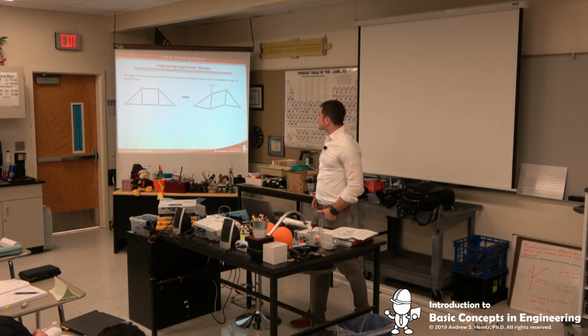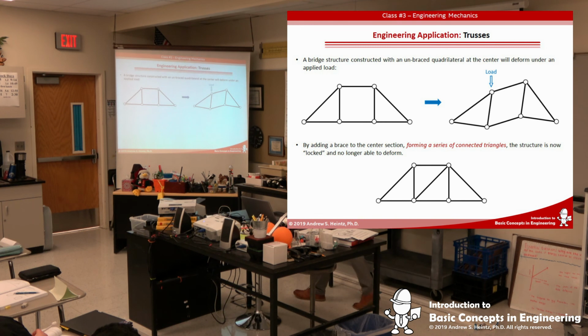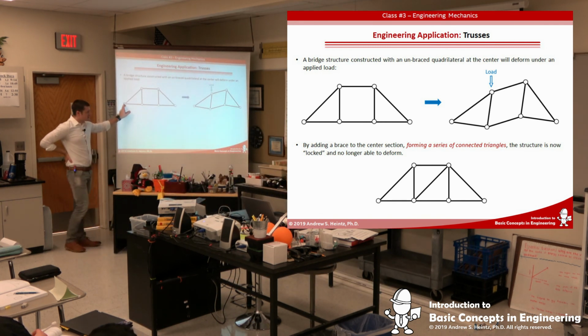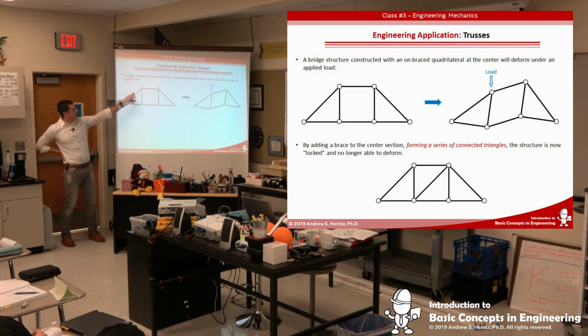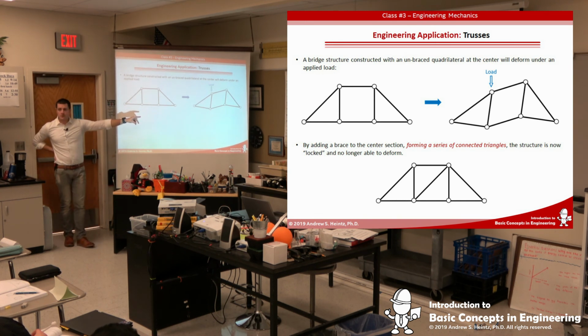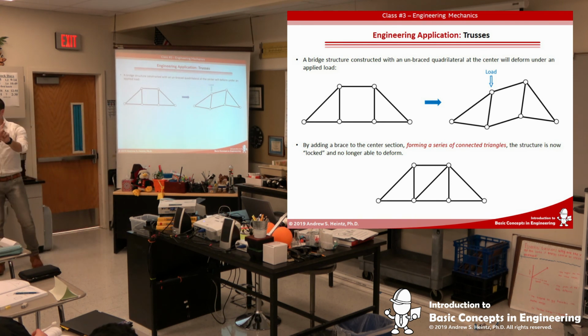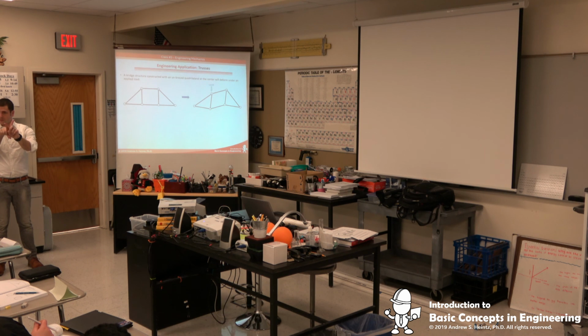So, a bridge structure constructed with an unbraced quadrilateral in the center, like this guy, because remember these pin joints swivel, so if I were to put a load right here, look what would happen to my bridge. All of my bars are still the same length. They're not breaking. So now all we're doing is essentially using the strength of the joint, and we're not utilizing the strength of the material. What we want to be using is the strength of the material.